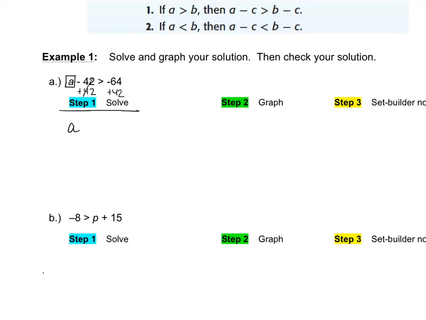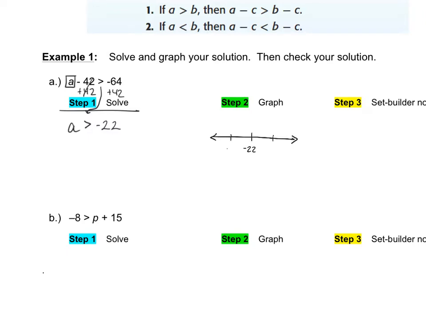And a is going to be, don't put equals, remember, keep that greater than symbol. That was right there. And negative 64 plus 42 is negative 22. Okay, so we now need to graph that. When I graph this, I put the number that we have, and then I put one number on either side.